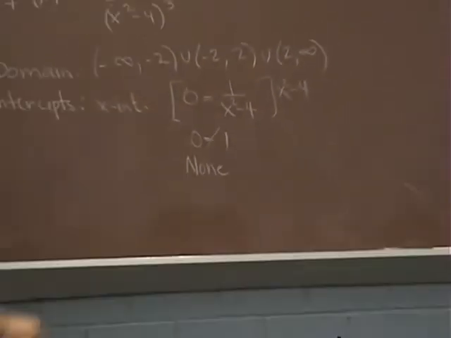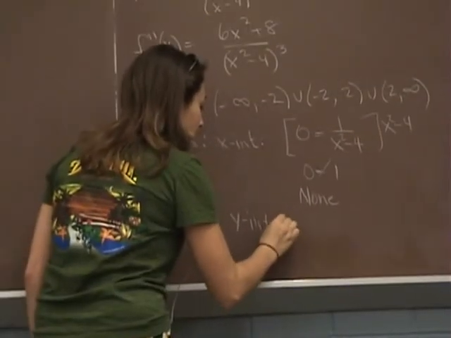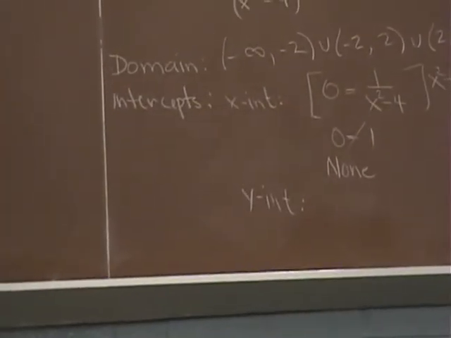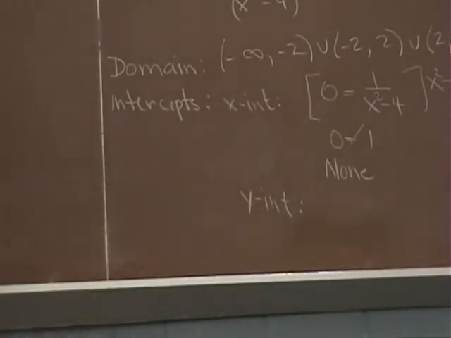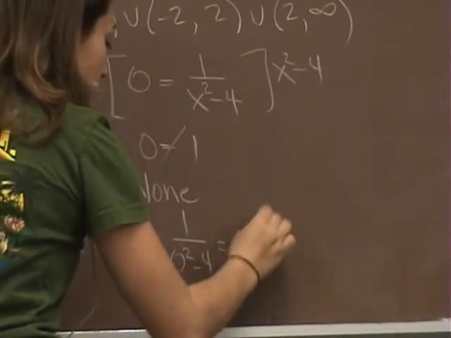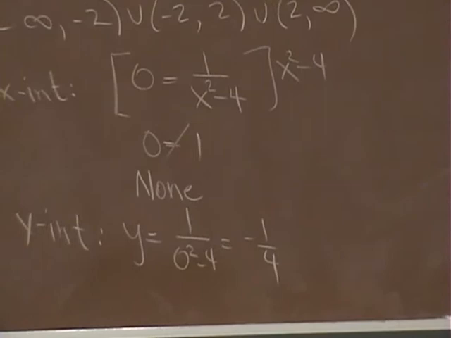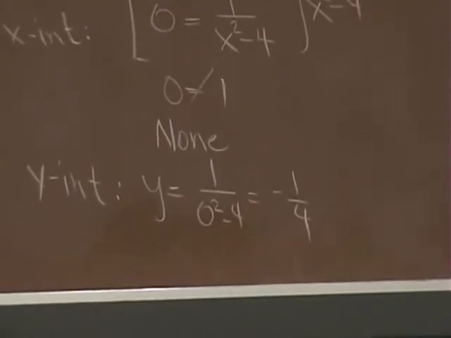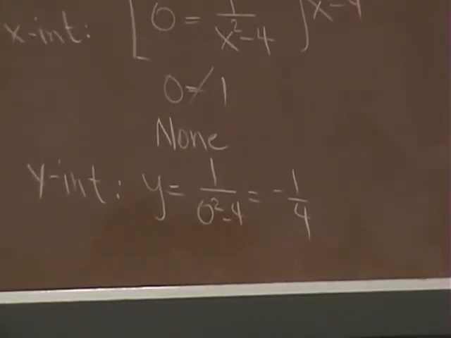All right. What about the y-intercept? How do you find the y-intercept? You plug 0 in for x. You set x equal to 0 and solve for y. So y is 1 over 0 squared minus 4. The y-intercept is negative 1/4. Yes. To find the y-intercept, you set x equal to 0 and solve for y, and to find the x-intercept, you set y equal to 0 and solve for x.